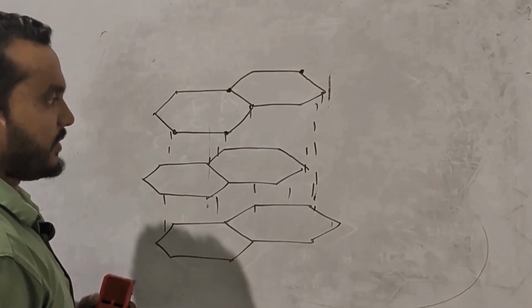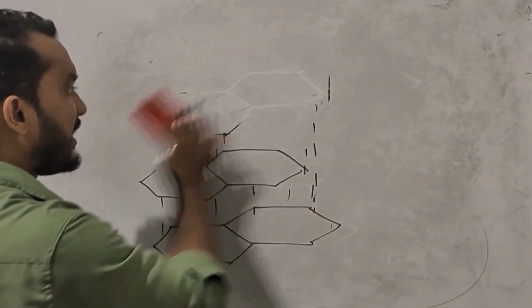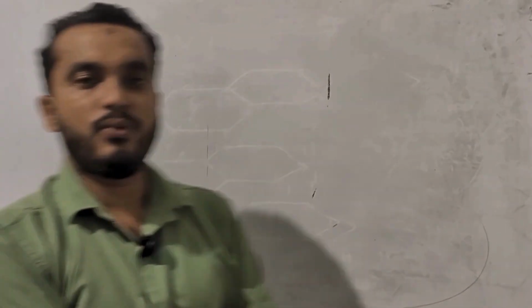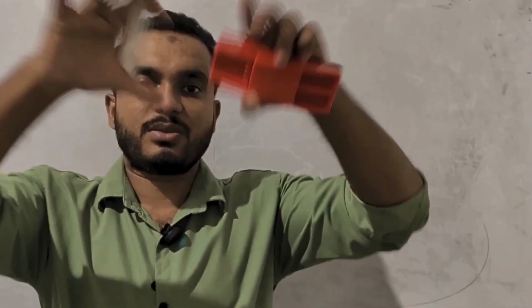Another allotrope of carbon is Buckminsterfullerene. It is made up of 60 carbon atoms, and the carbon atoms are arranged in the shape of a football. Inside there is a hollow cage. Are you getting my point?